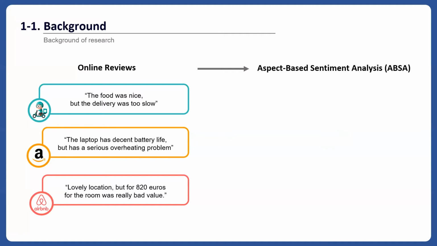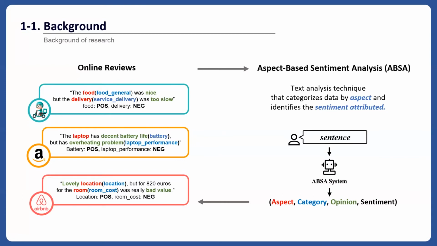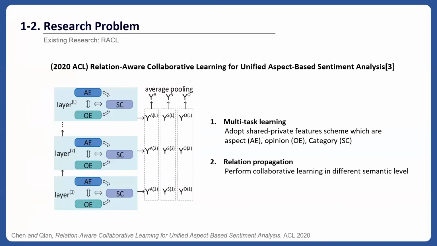So here comes the concept of aspect-based sentiment analysis. We can extract aspects from a sentiment using an ABSA system. That is, an existing review can be analyzed in detail. That is why we chose the paper Relation-Aware Collaborative Learning for Unified Aspect-Based Sentiment Analysis.